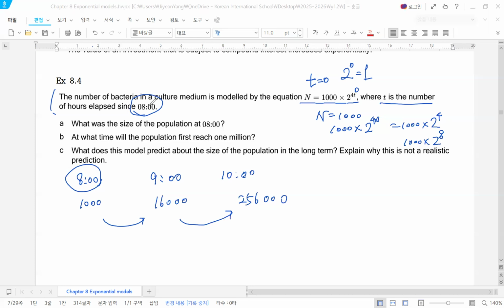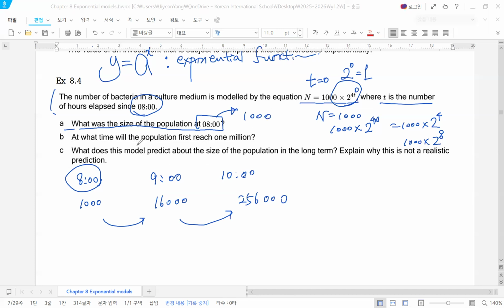So the increasing rapidity of these bacteria follows the graph of an exponential function. This is an exponential function because the exponential function is in the form of y equals a to the power of x. We call this an exponential function. Okay, let's go back to the question. What was the size of the population at 8 a.m.? What was it, students? 1,000, very good.